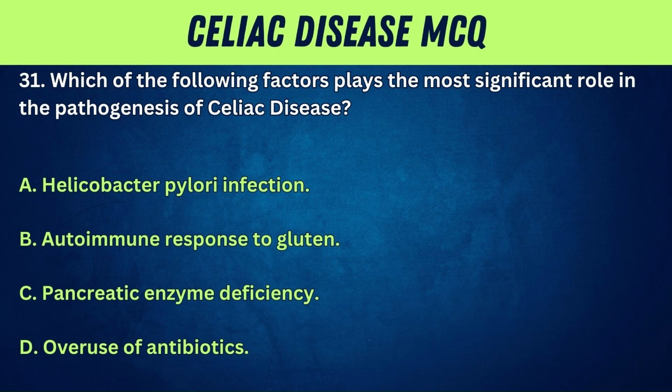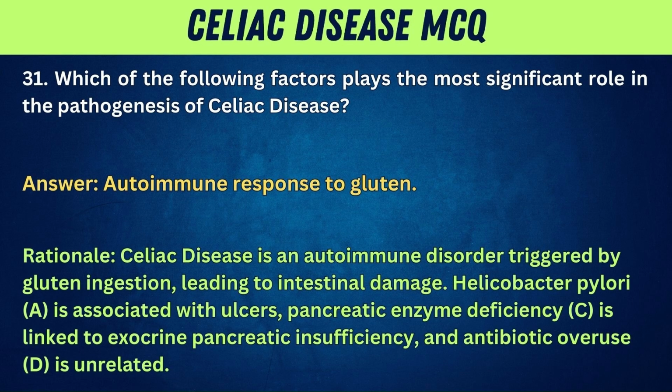31. Which of the following factors plays the most significant role in the pathogenesis of celiac disease? A. Helicobacter pylori infection. B. Autoimmune response to gluten. C. Pancreatic enzyme deficiency. D. Overuse of antibiotics. Answer: autoimmune response to gluten. Rationale: celiac disease is an autoimmune disorder triggered by gluten ingestion, leading to intestinal damage.